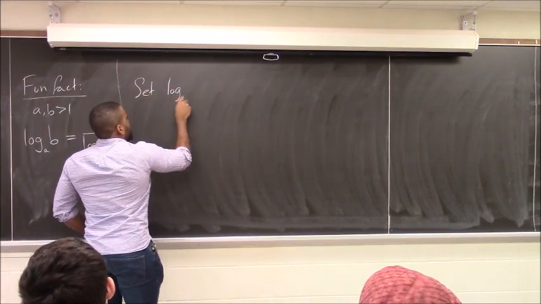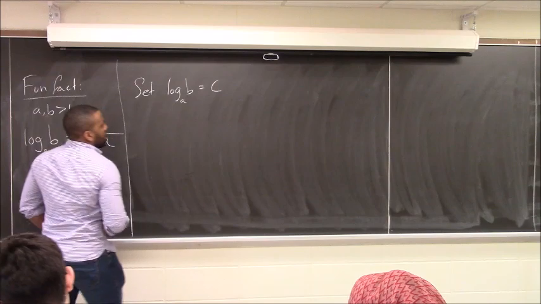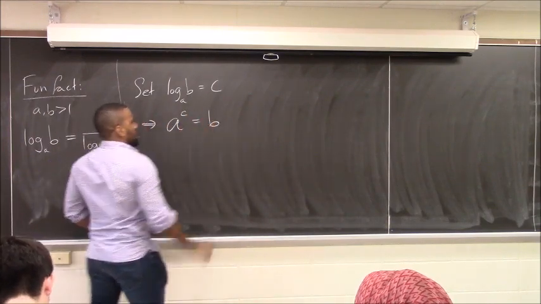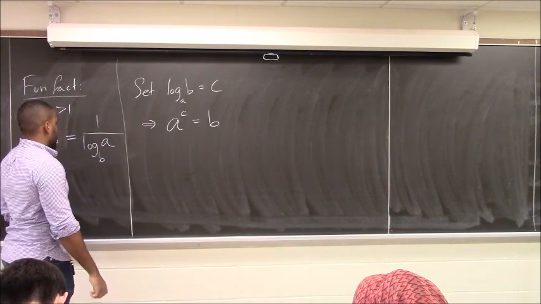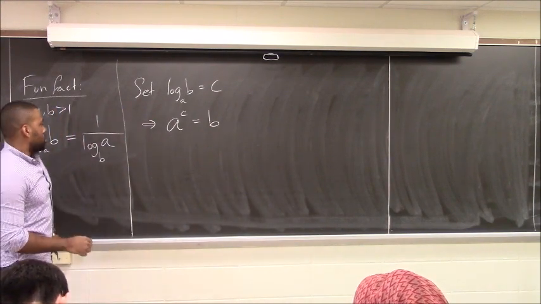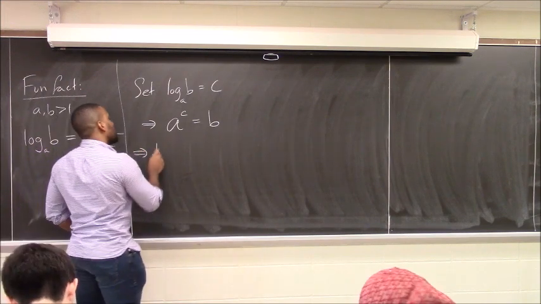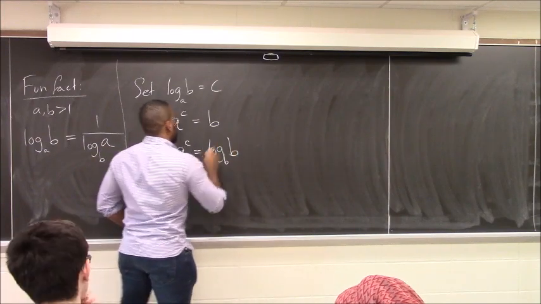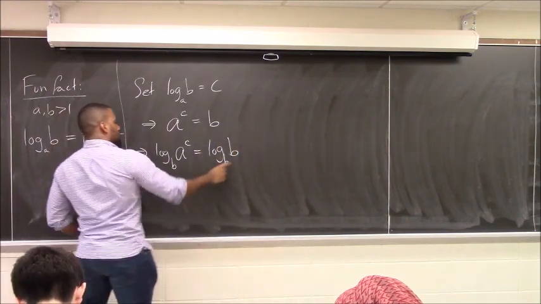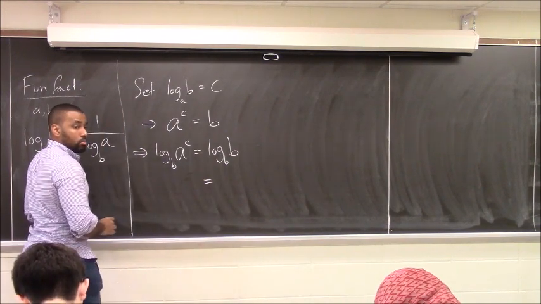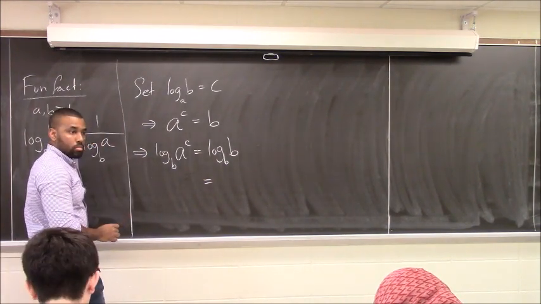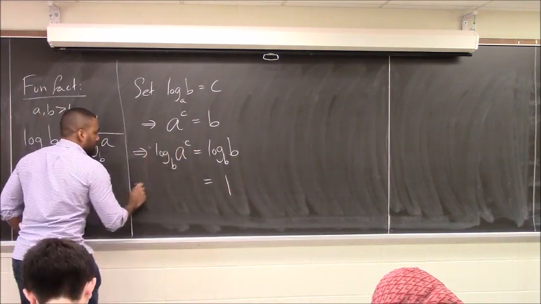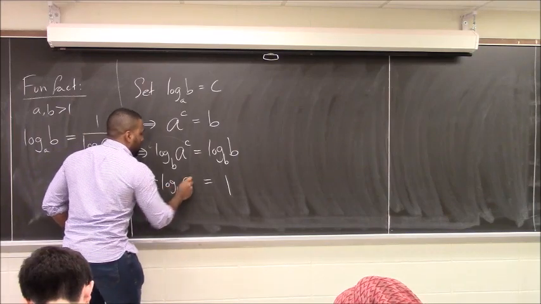So let's set log to the base a of b equal to c. We know that actually means that a to the c is equal to b by our first log rule. Now I want to determine what this looks like in terms of log to the base b. So I'm going to take log to the base b of both sides. What's log to the base b of b? 1. There's a log rule that says you can take the power, bring it down in front. So this implies we have c log to the base b of a.